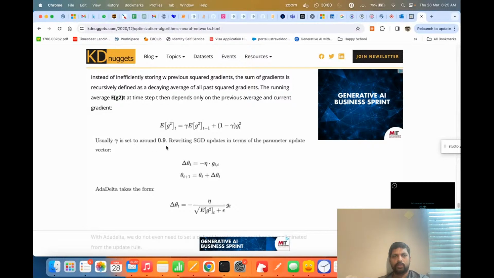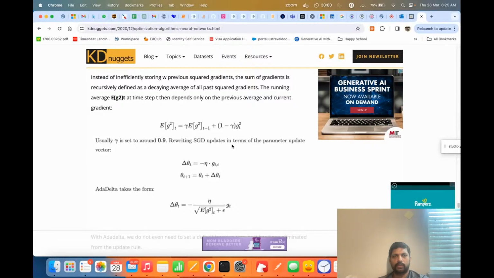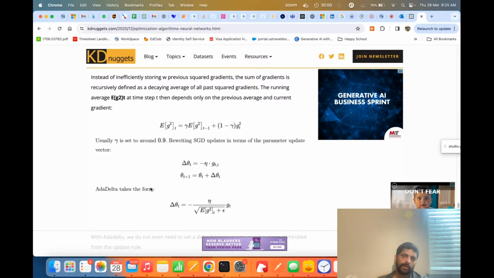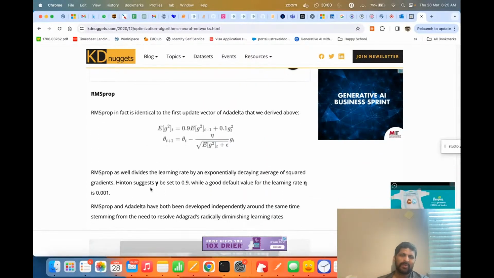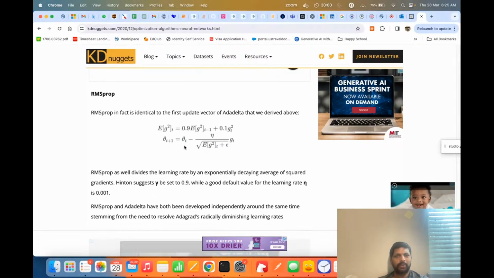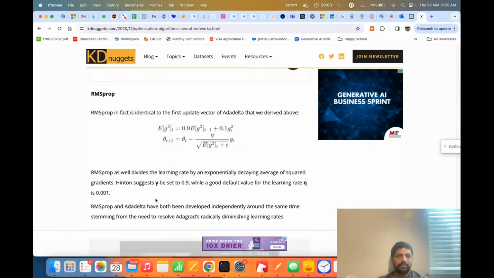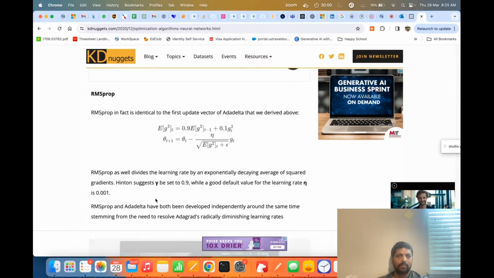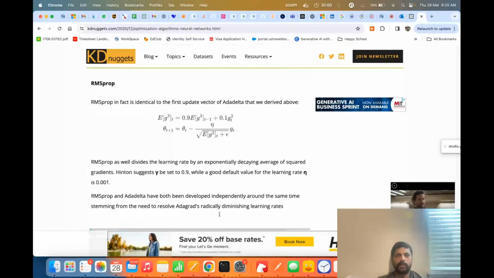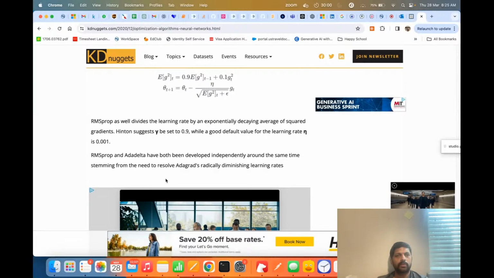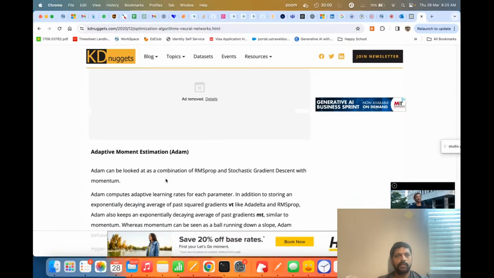Usually lambda is set to 0.9, relating to SGD in terms of the parameter update vector. Coming to RMSprop, what does it say? Again 0.9, 0.1, everything is the same. It divides the learning rate by an exponentially decaying average of squared gradients. Hinton suggests gamma to be 0.9. What is the difference? The difference between RMSprop and Adadelta is that both were developed independently around the same time, stemming from the need to resolve Adagrad's radically diminishing learning rates.